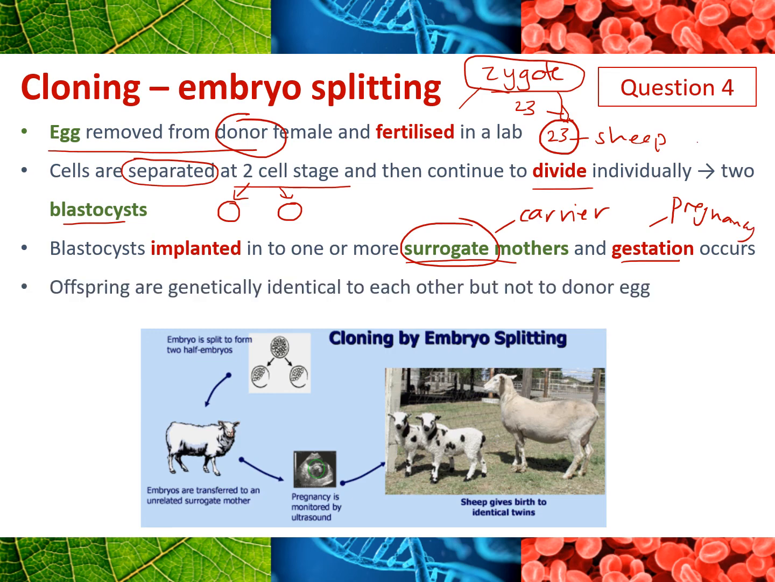So in this example, we get offspring that are genetically identical to each other. You can see down here, these adorable little sheepies, identical to each other, but they're not identical to the donor egg. In the same way that identical twins are not identical to their mother or their father, but they are both identical to each other because they share the same DNA from the mother and the father.